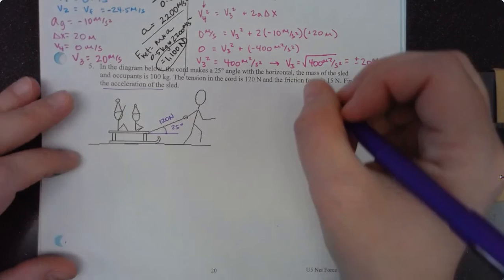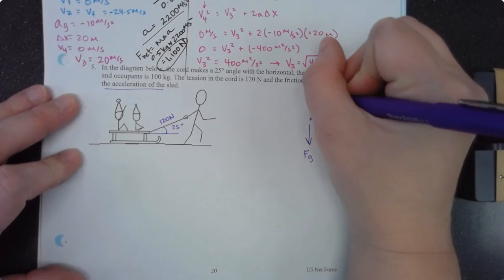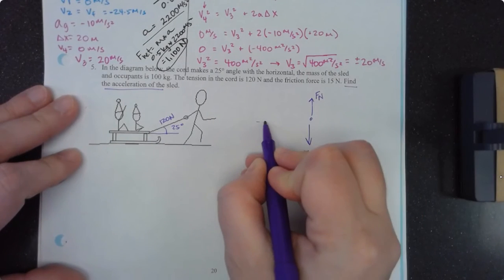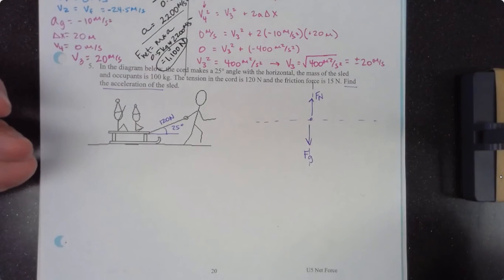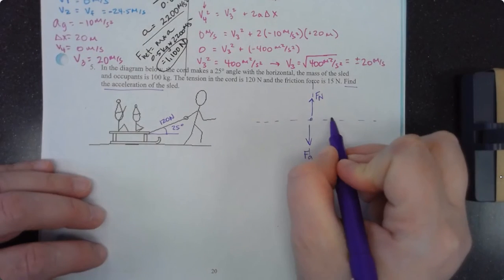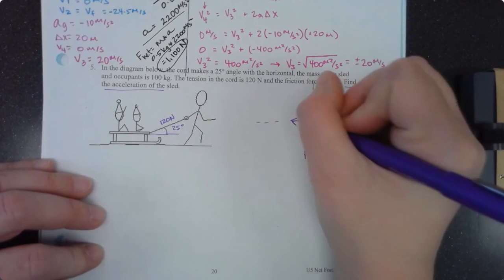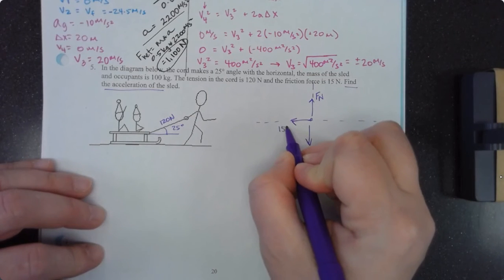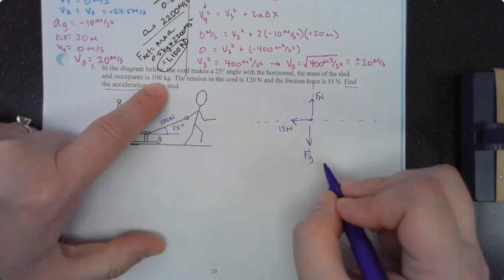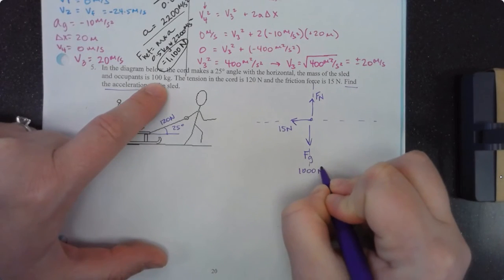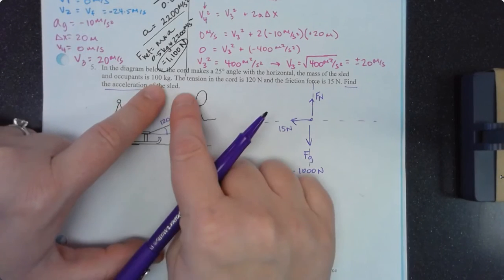All right, so force diagram. We've got gravity downward and normal force upward. Since we're on a horizontal surface, it makes sense that we make our axes straight up and down and don't tilt them, right? We're going to have a forward pull coming from that rope. It's going to be a component of that. We're also going to have a force backwards. We know the friction force is 15 newtons. Gravity for our sled, since they weigh 100 kilograms, is going to be 1,000 newtons downward. We don't know what normal force will be because it will depend on that tension in the cord.